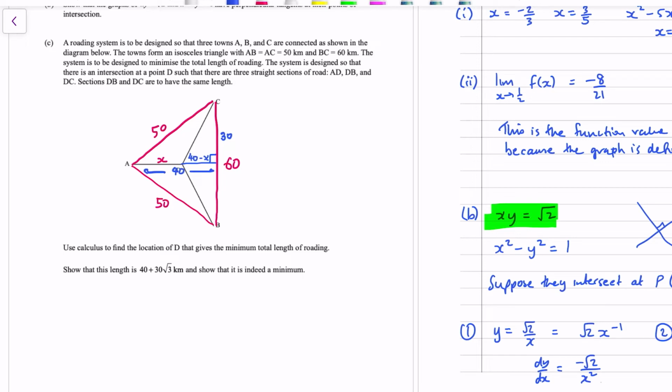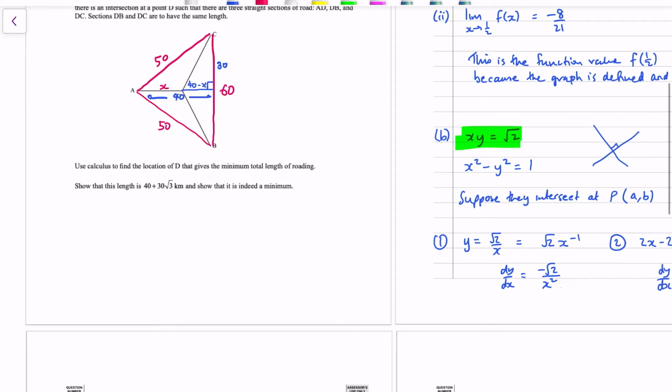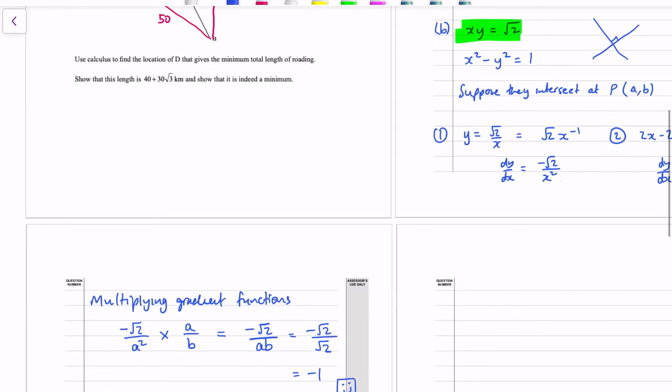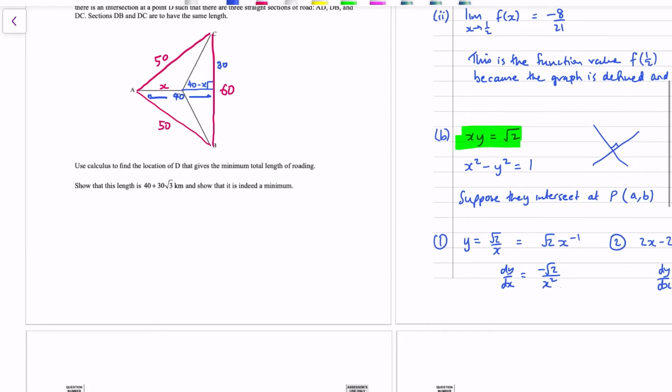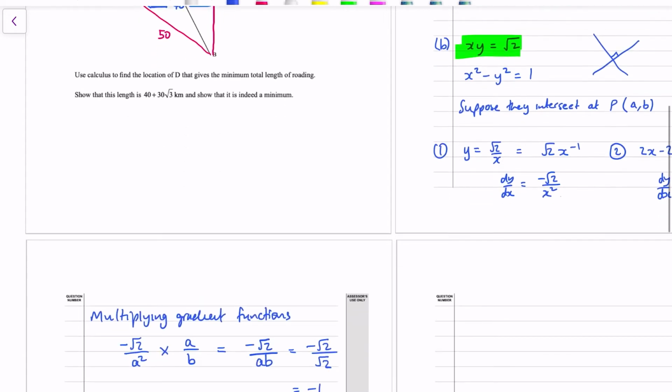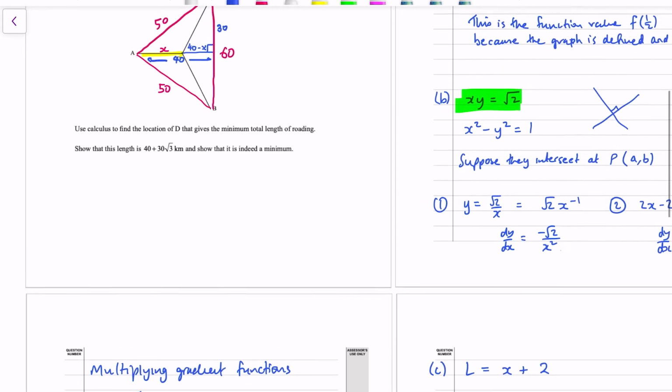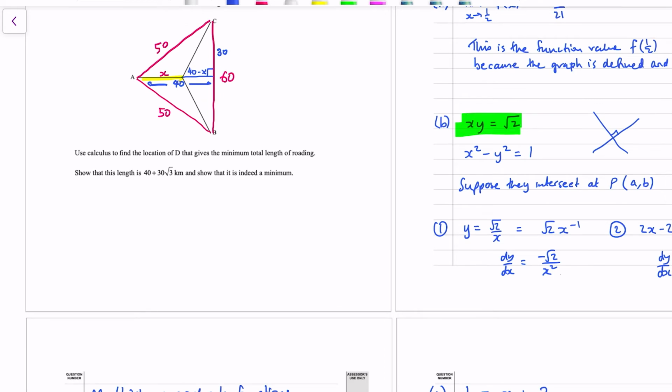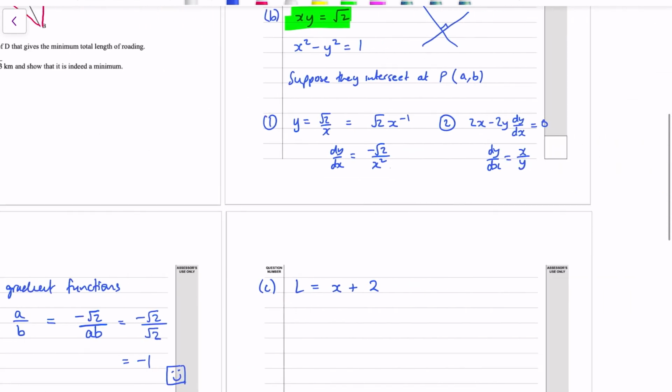So our function, our length of roading, there's 3 roads in there, right? There's the x one, and then there's 2 lots of the diagonal. So we've got L equals x plus 2 lots of the diagonal, which is the square root of 30 squared plus (40 minus x) all squared.